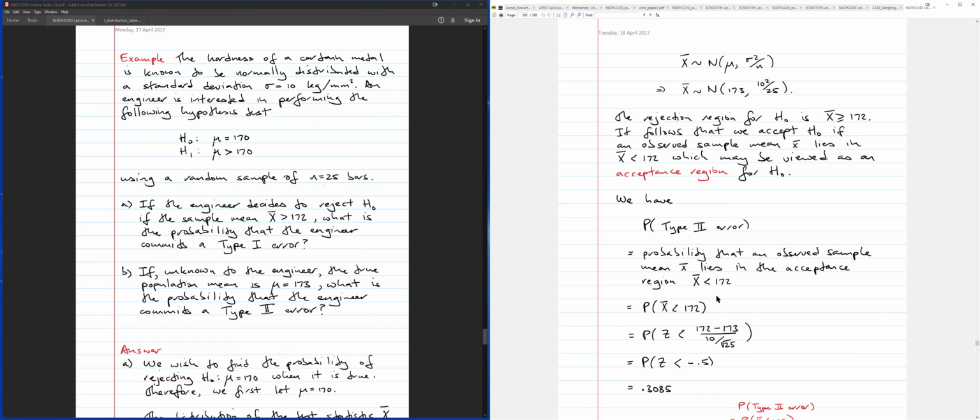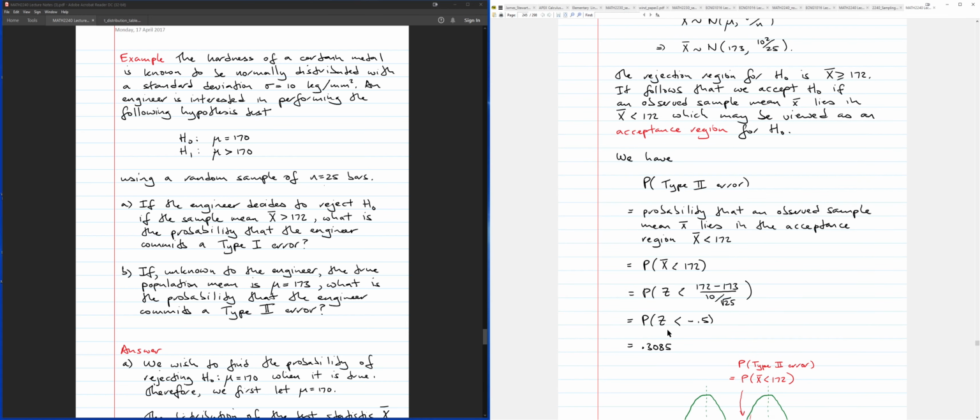Working out this probability, you just do what you normally do when your random variable X bar is normally distributed. You need to scale this 172, by taking 172 minus the mean divided by the standard deviation. In this case, the mean is 173, given to you over here. You work this out and you get the probability that the big Z is less than minus 0.5, and then using symmetry on your table, you get that the probability of your type 2 error is 0.3085.